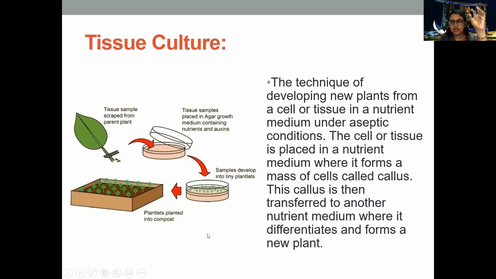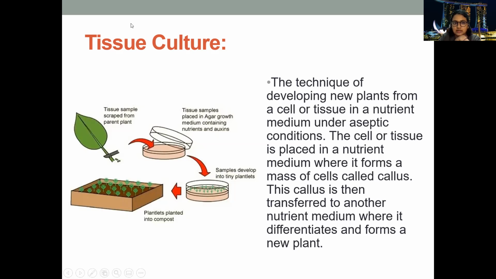Just like you see the embryo is a mass of, like, a ball of cells, right? So the same thing happens here, and that ball of cells is called callus, or mass of cells is called callus. So this is an important short question. Fine. So this is a brief of the tissue culture process.